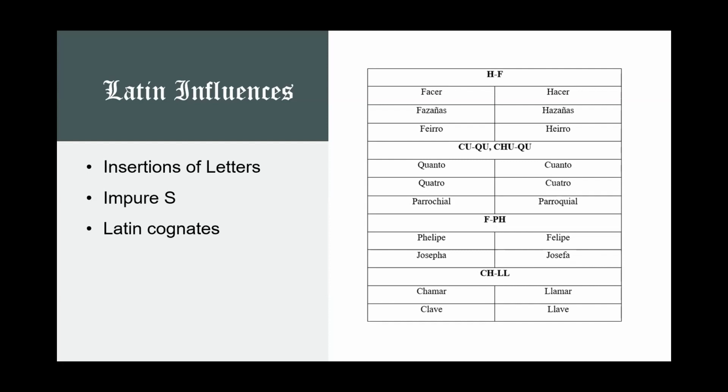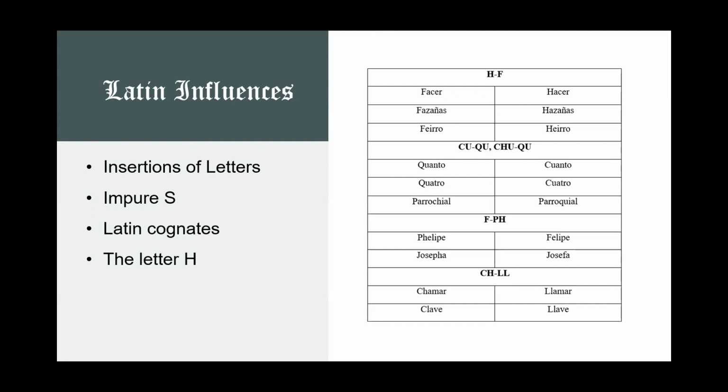And same thing with CU and QU. I mean, we have F and PH, and we have CH and LL. The bottom one of CH and LL, so clave and llave, those are also modern cognates in the language as well. So those are the most common ones you find, and it's important to just be aware that those can appear as well.